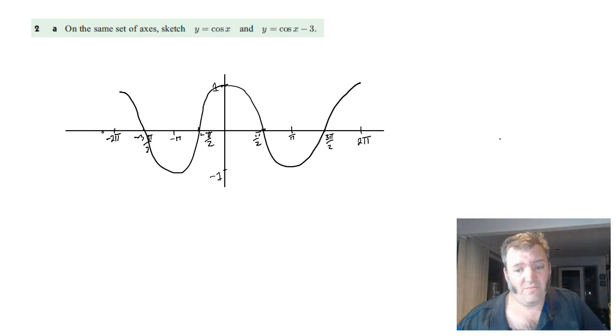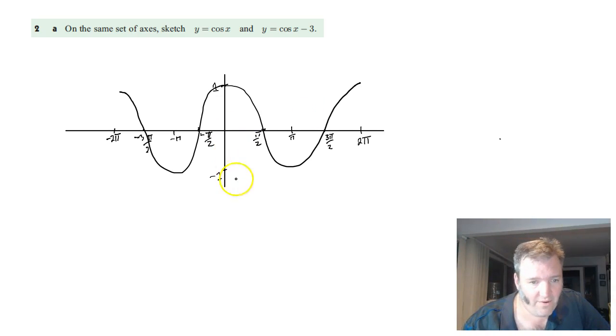What does minus 3 do? Every y coordinate has had 3 subtracted from it. The whole thing's going to move down by 3, isn't it? So what I need to do here is extend this axis down a little bit. So the whole thing's moving down by 3. There's -1, -2, -3, -4. Close enough.